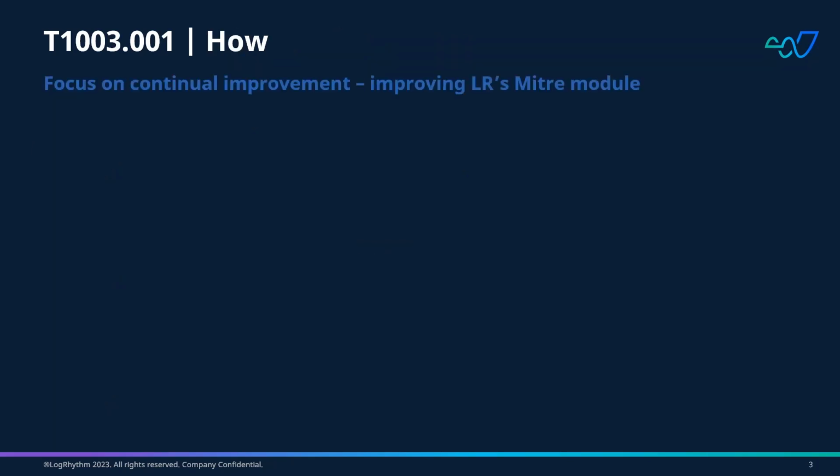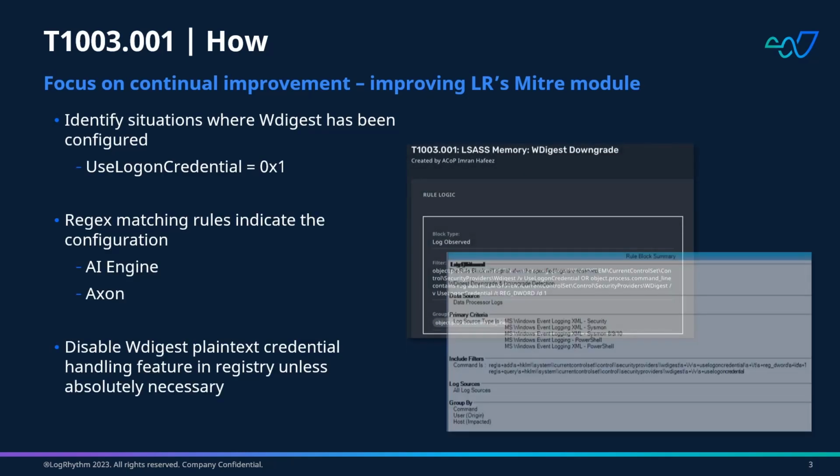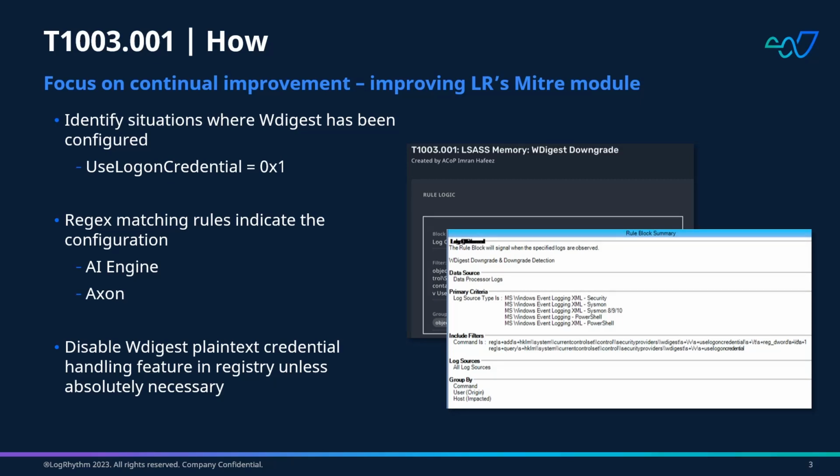The rules created by the Copilot team focus on identifying situations where WDigest has been configured by triggering against its registry value. Specifically, when the UseLogonCredential value registers as being switched on with a display reading of 0x1. The team developed regex matching rules that look for this change, which indicates that passwords have been stored in plain text on the machine. Should attackers find their way onto the machine in question, they'll almost certainly look to dump those credentials using tools like Mimikatz to do so.